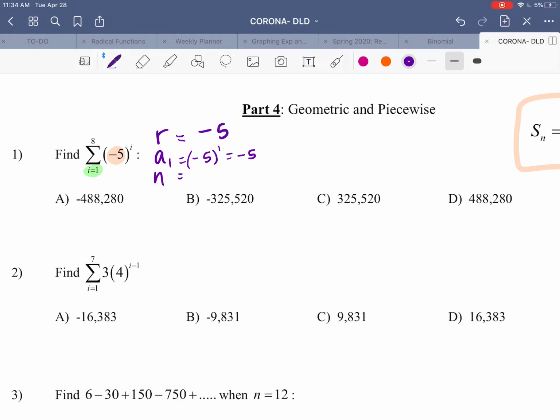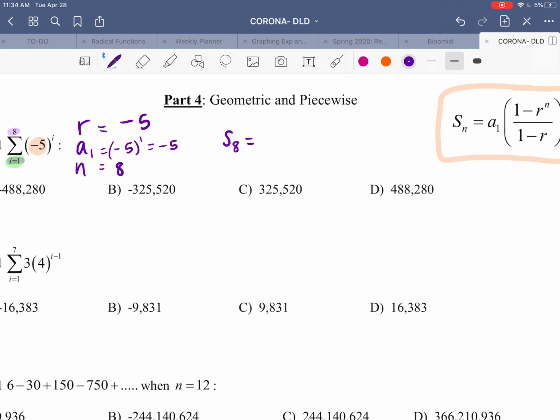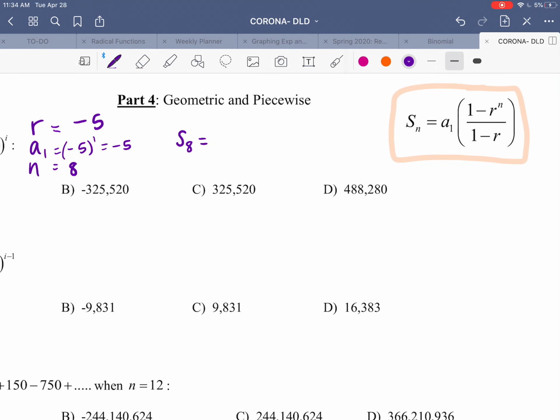And then N we know because we need to count from whatever this number is to 8. So in this case, if we go from 1 to 8, 1, 2, 3, 4, 5, 6, 7, 8, we're going to have 8 values there. So we have our 3 important values that we need. We're going to be finding the sum of these 8 terms. Now I'm just plugging it in the formula.